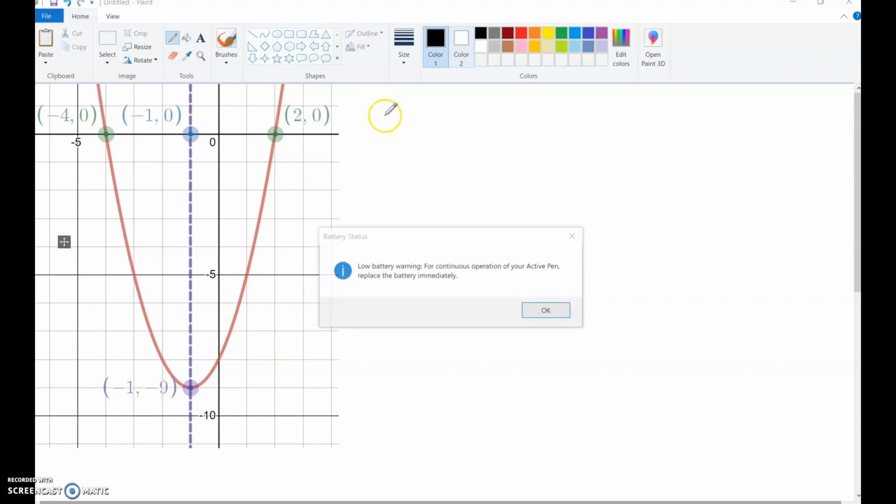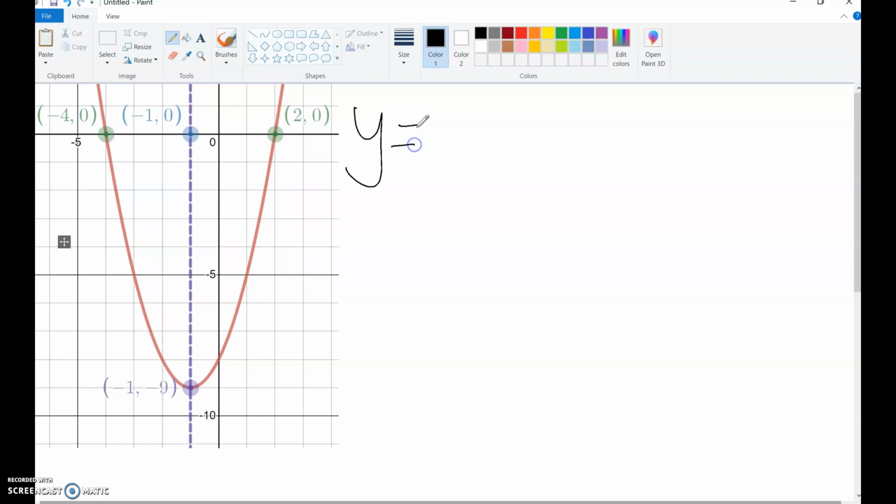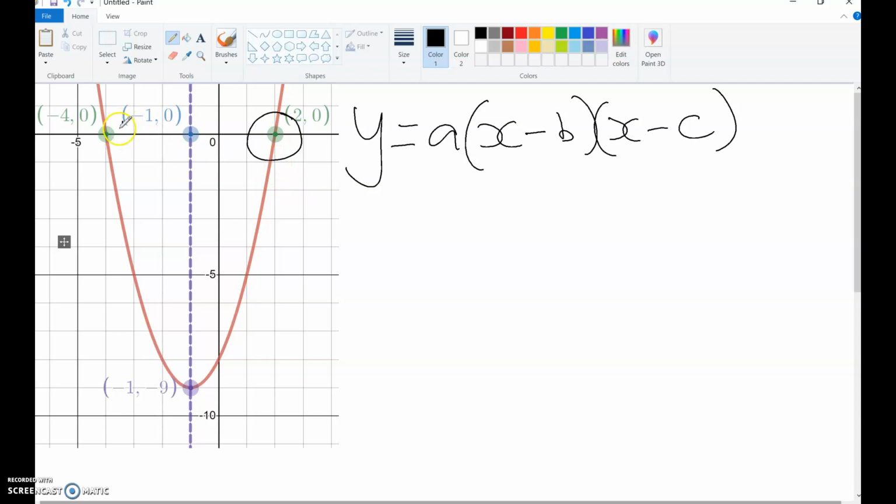Okay, as promised, here's the math. So we are looking at y equals, we're going to have the shape and the x minus b, x minus c. So here we can see that we have a 4 and a 2, and we can see across one, up one, the shape is 1.